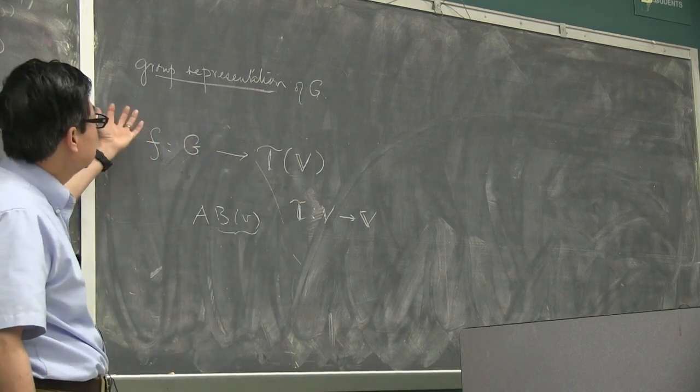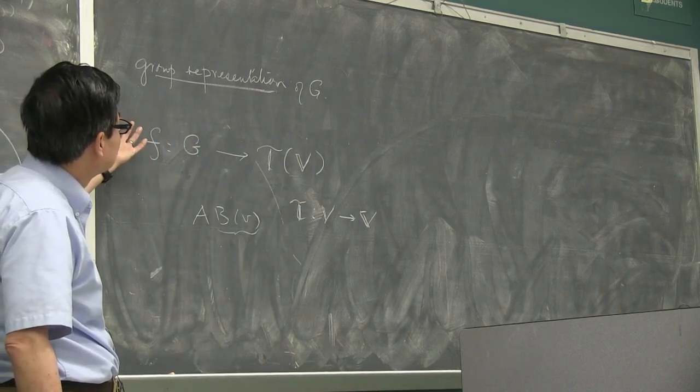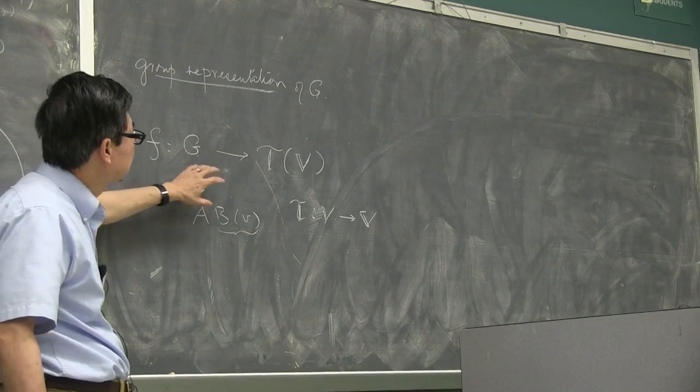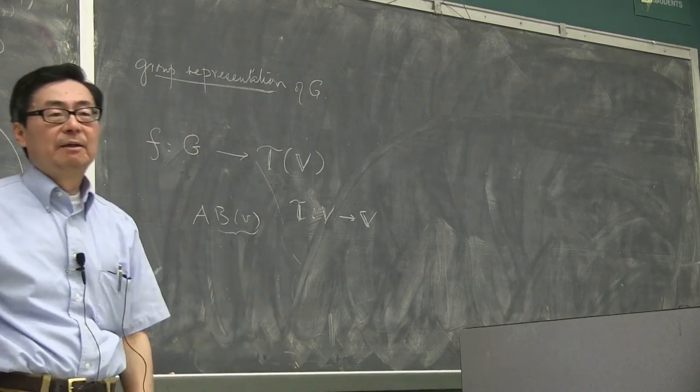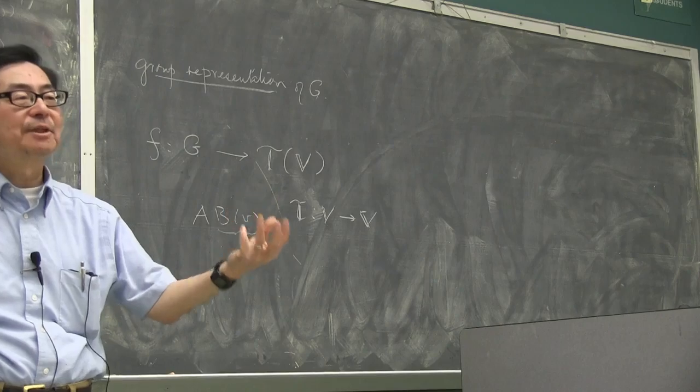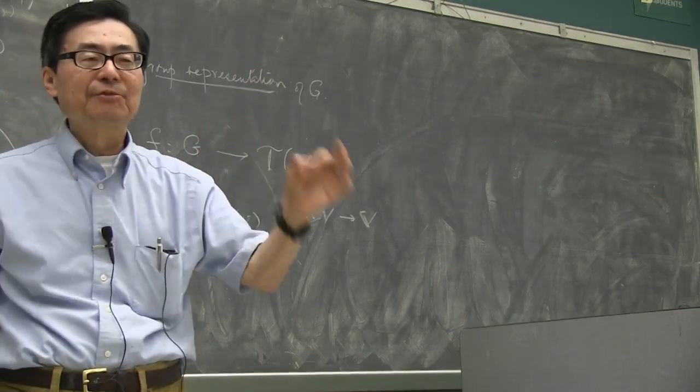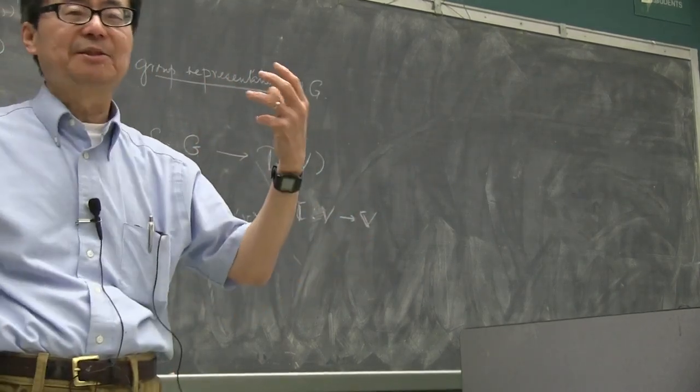So then a group representation is just the group homomorphism between the original group and the set of invertible operators on some vector space V.